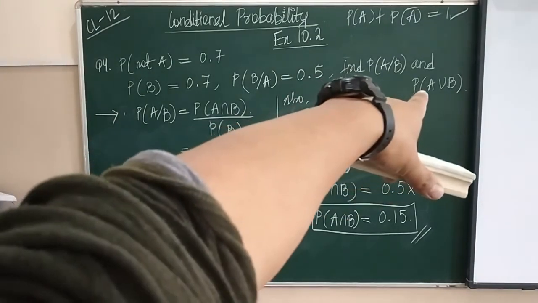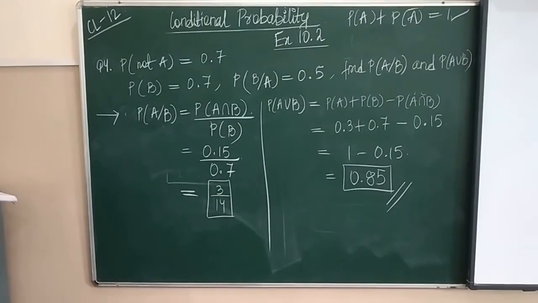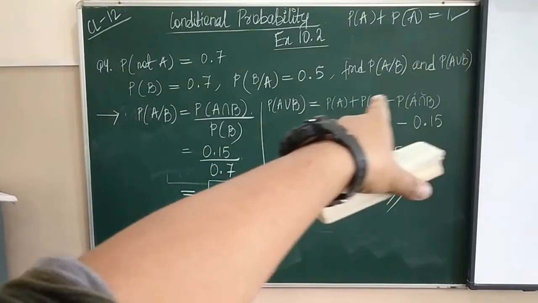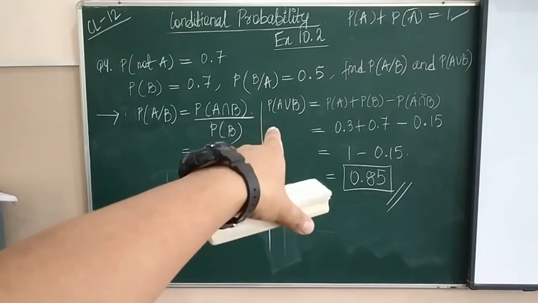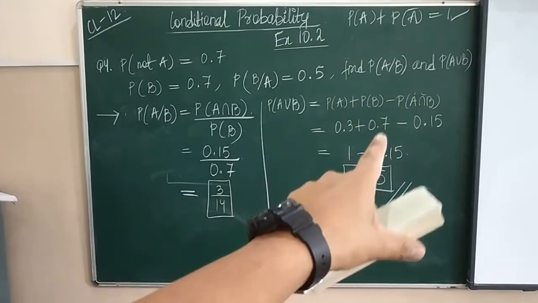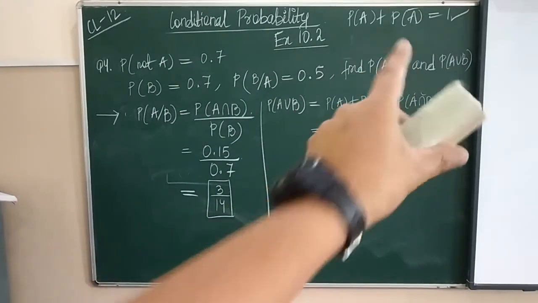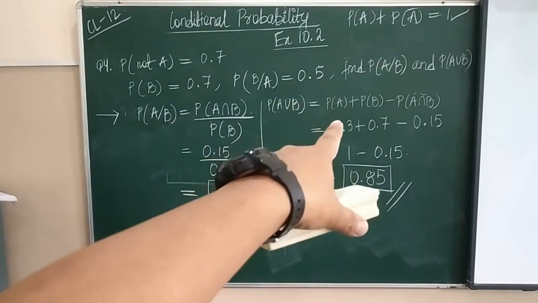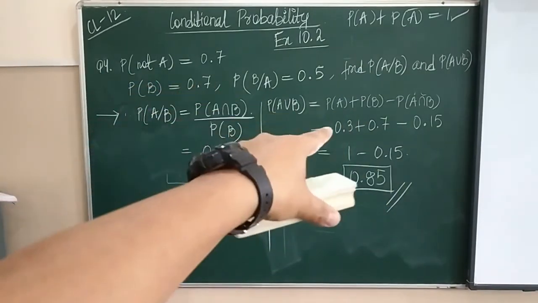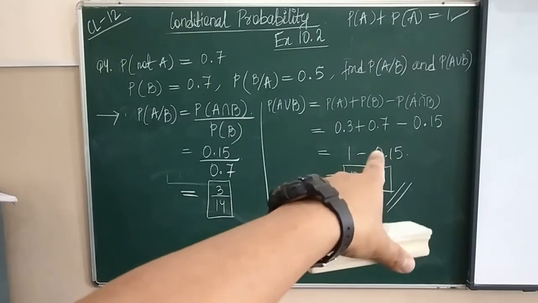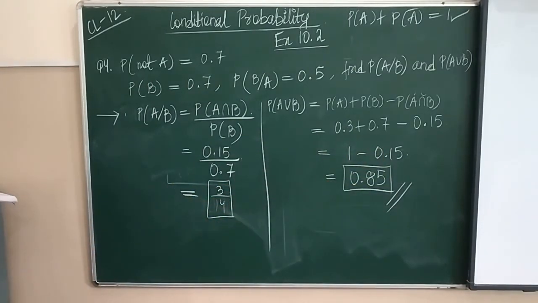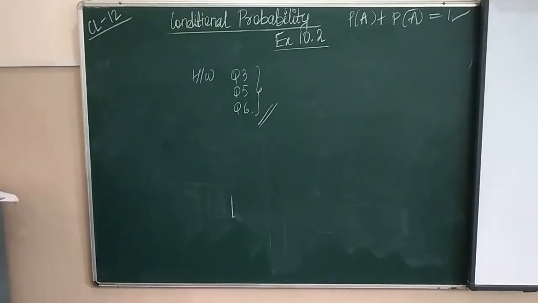Okay, now we will do A union B. I hope you people are getting this. Now we find probability of A union B. The formula is probability of A plus probability of B minus probability of A intersection B. I have the values. Probability of A was 0.3, probability of B is 0.7, minus intersection 0.15. It is 1 minus 0.15, which is 0.85. So pause the video, note it down.